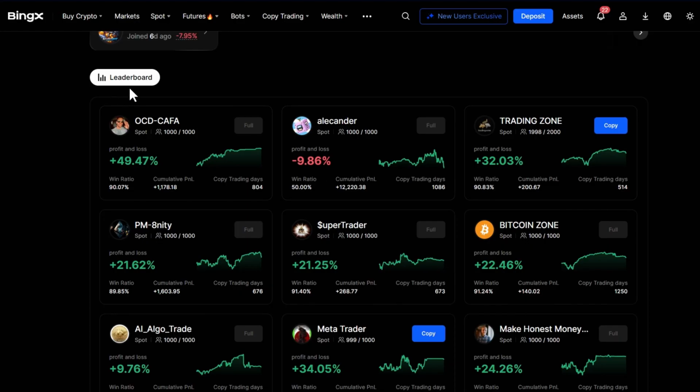In the spot leaderboard, you'll see followers. This shows how many people are copying this trader. Profit and loss is their total gains or losses. Win ratio shows the percentage of profitable trades. Cumulative P&L is their total profit over time. And copy trading days shows how long they've been active.